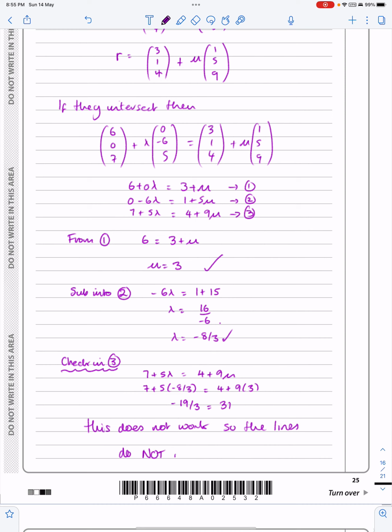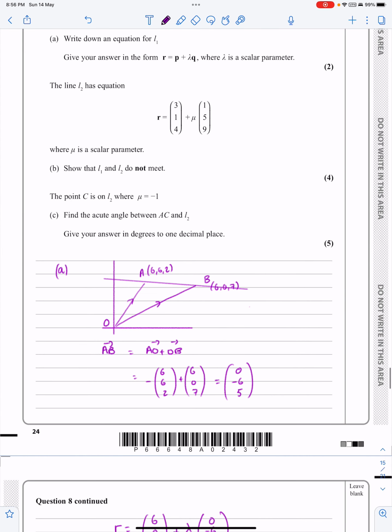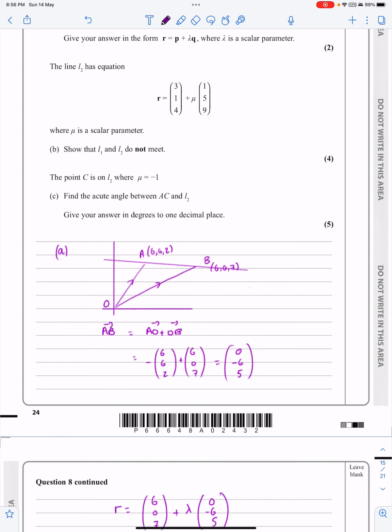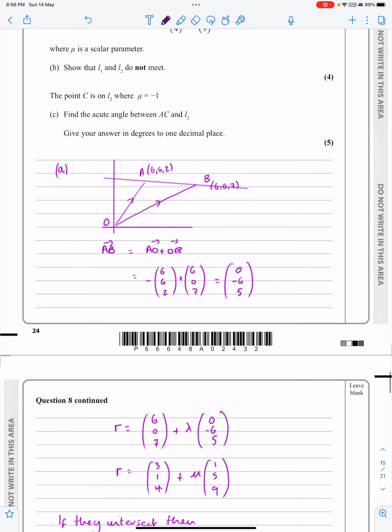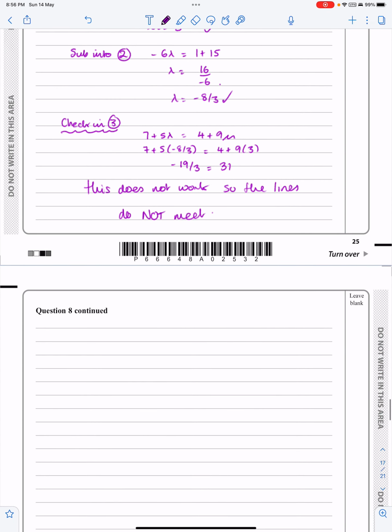Not meet. We want to make that really clear to the person marking our work, that we know exactly what's gone on there. Worked in the first 2 but didn't work in the third one. Okay, so that's part B done. Part C says, point C is on L2 where mu equals minus 1. So let's work that out.